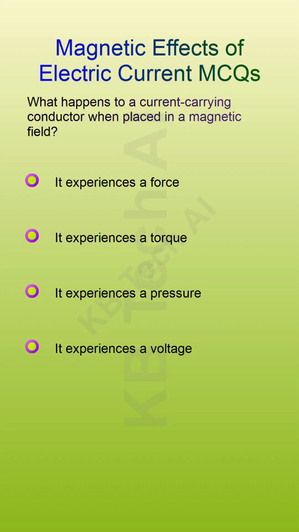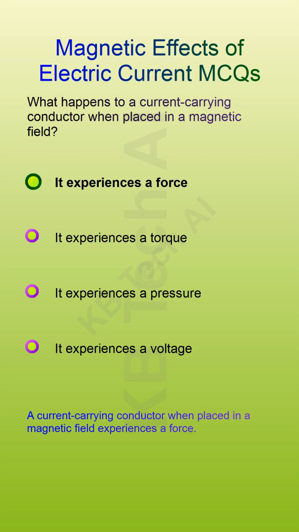What happens to a current-carrying conductor when placed in a magnetic field? Option 1, it experiences a force. Option 2, it experiences a torque. Option 3, it experiences a pressure. Option 4, it experiences a voltage. The answer is, option 1, it experiences a force.